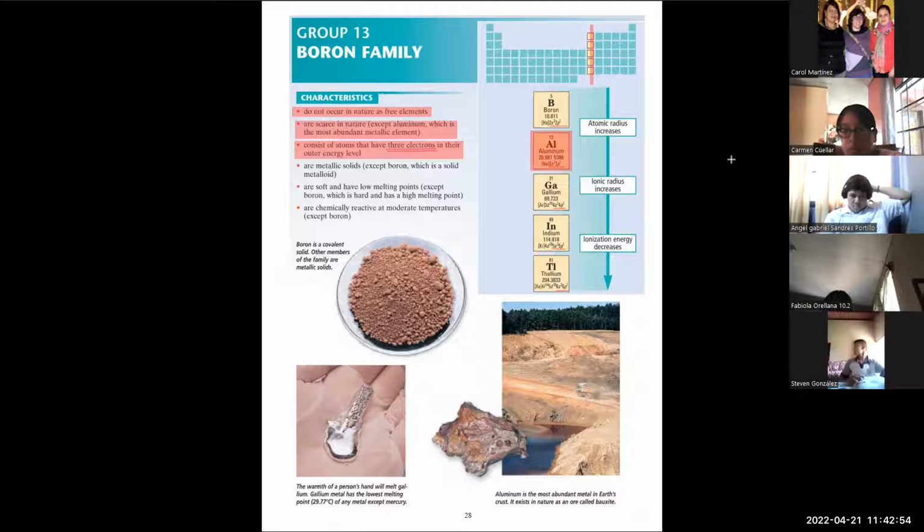They are metallic solids, okay? All of them except boron, they are metallic solids. Boron is not a metal. Boron is a metalloid, okay? But with that exception, the rest of the elements are metals, okay? So, boron is going to exhibit metalloid properties, while the rest of the elements, because they are metals, are going to be sharing characteristics of metals.